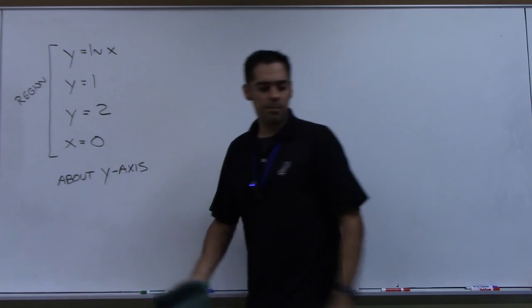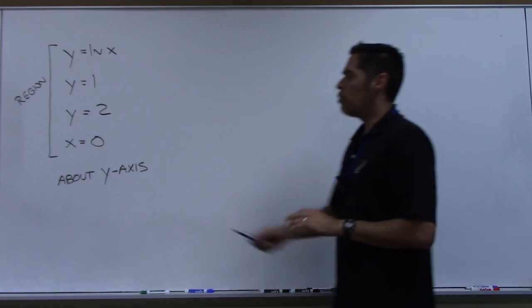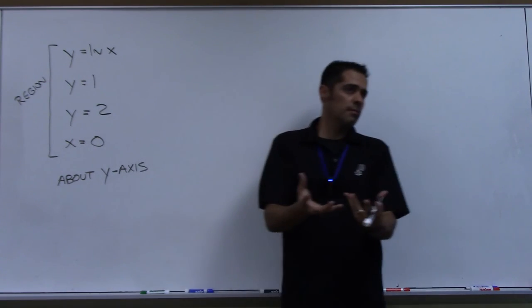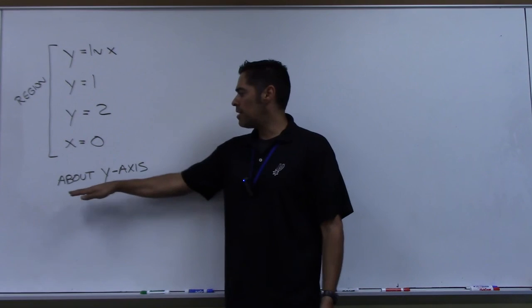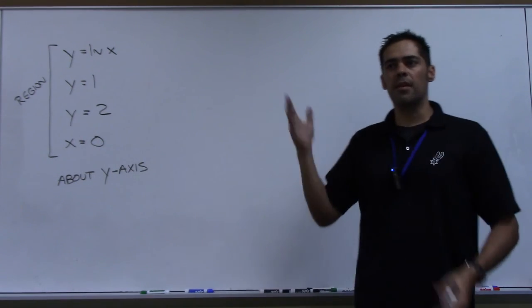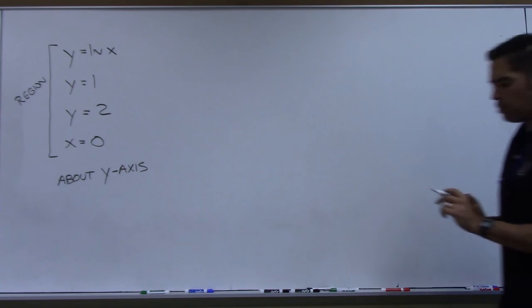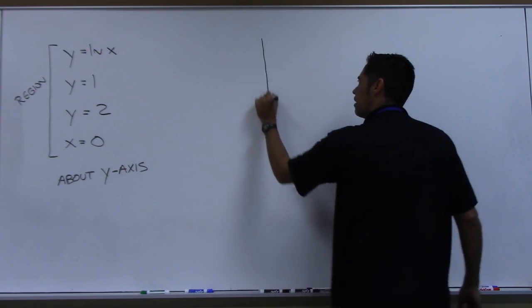So in all these problems that you're going to do for homework, they're going to give you equations that create the region. They're going to tell you what axis, and when they tell you what axis, it'll say about something. And that about something tells you where you're rotating. All right, so the picture is important. Notice I haven't used a calculator at all.